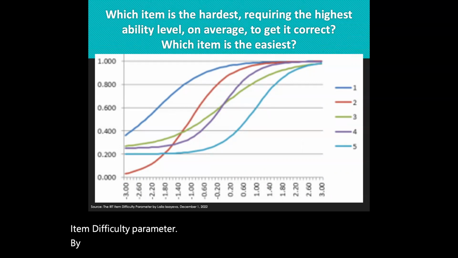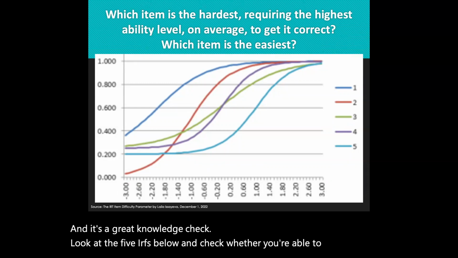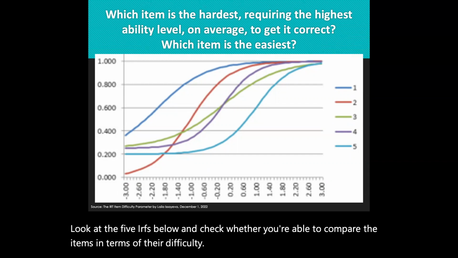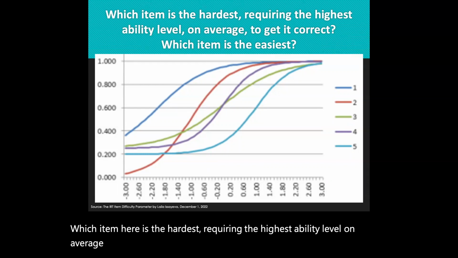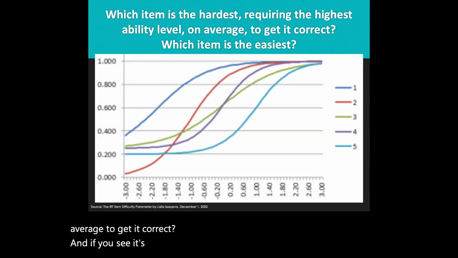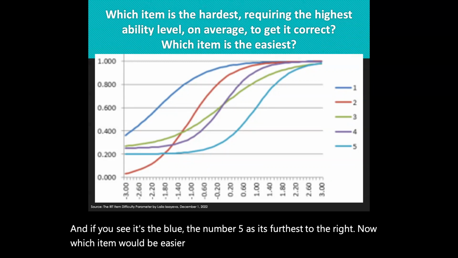And I want to end with this graph that comes from an article called the IRT Item Difficulty Parameter by Laila Issayeva, and it's a great knowledge check. Look at the 5 IRFs below and check whether you're able to compare the items in terms of their difficulty. And then let's look at the questions. Which item here is the hardest, requiring the highest ability level on average to get it correct? And if you see, it's the blue, the number 5, as it's furthest to the right. Now, which item would be easiest? It's the dark blue, which is number 1, and that's the furthest to the left.